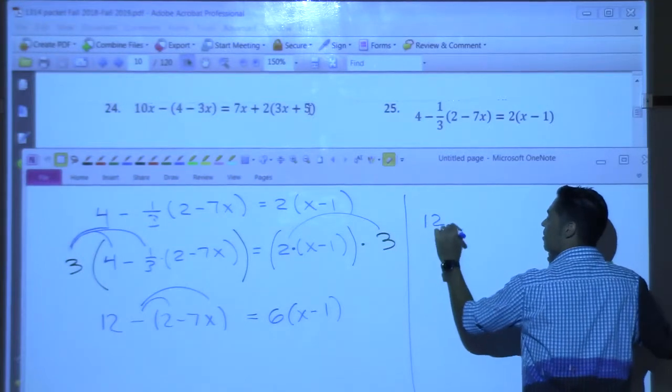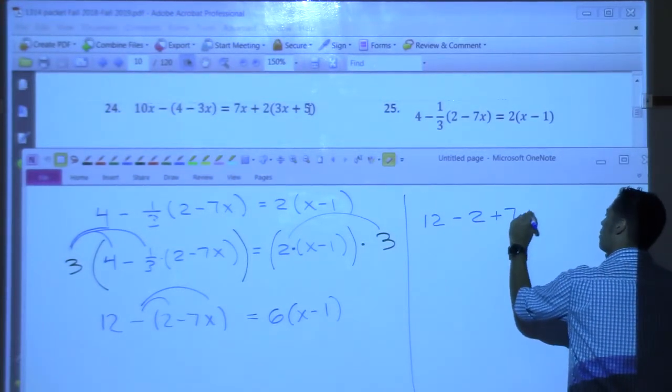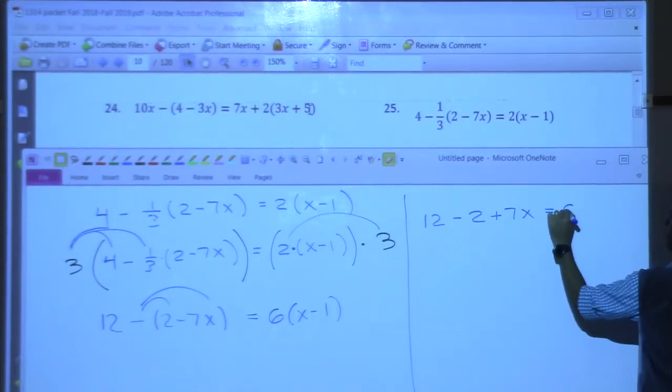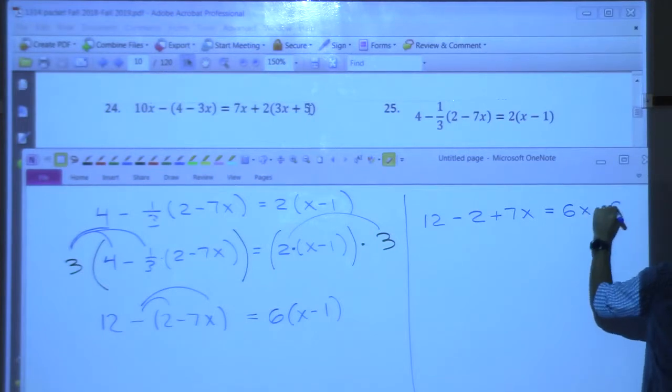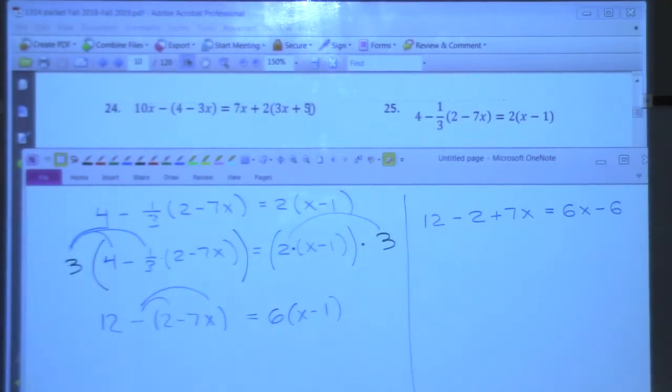So 12, you said it's going to be -2, and then what? And +7. Plus 7x, good. And let's move to the other side. Maybe 6x, -6. Okay, so distributing the 6 through. Good, we're there. Now we start going through the whole thing of isolating, right? Collecting like things together, isolating.